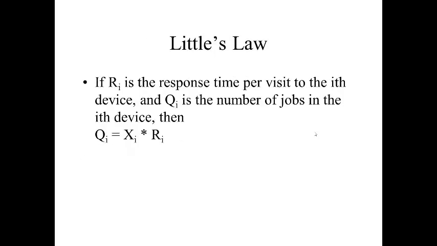Little's law says if R sub I is the response time per visit to the ith device and Q sub I is the number of jobs in the ith device, then Q sub I is equal to X sub I times R sub I.